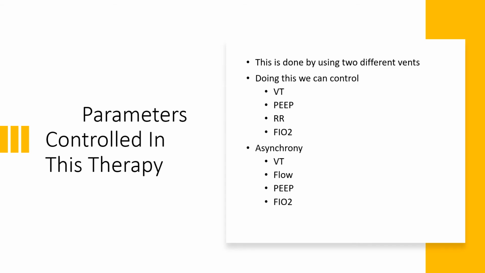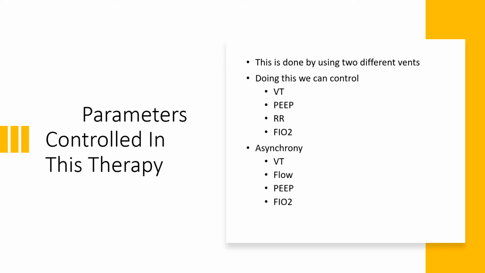Alright, so what are some of the parameters that are controlled in this therapy? There's one way to do it. This is done by using two different vents. By doing so, we can control the tidal volume, the PEEP, the respiratory rate, and the FiO2. While using the two vents, they are cabled together to create synchrony. With this, you want to use the same FiO2 on both vents. The patients need to be heavily sedated and paralyzed.